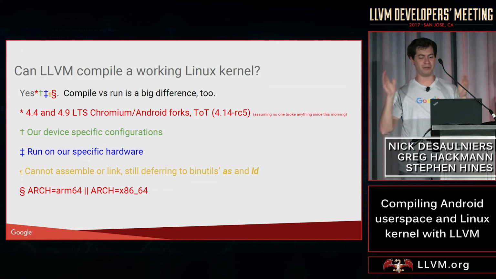Like a lot of work between those two. But Greg summarized, right: top of tree, 4.4, 4.9 LTS. The LTS branches are the Chromium and Android forks that we maintain the patch sets for. Besides being able to build a kernel, you need to be able to run it on actual hardware. So we've validated our device-specific configurations. There's a very long tail of all these other hardware configurations to test on, so I can't say, yes, it will work for you today in your configuration.